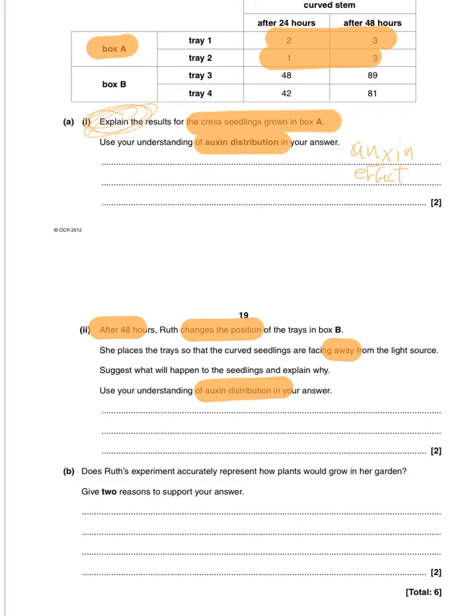Well, we'd expect them to curve, but perhaps in another way. And again, we'll try and explain that in terms of auxin, so we're talking about the dark side. Key terms to get in with auxin is cell elongation, because that's what actually causes it to curve.